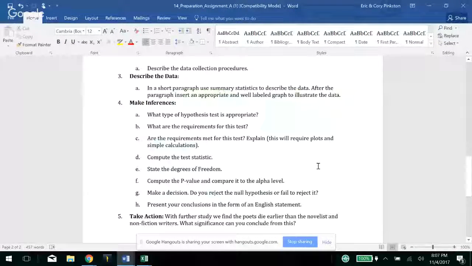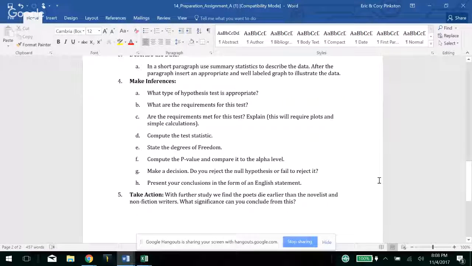Compute the p-value and compare it to the alpha value. The alpha is 0.05 and p is 0.0019 or 0.002. So the conclusion, or make a decision: we have enough information to reject the null hypothesis because p is less than alpha. Now present your conclusion in the form of an English statement.